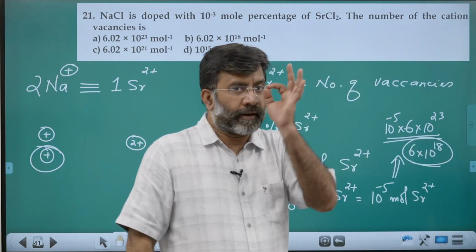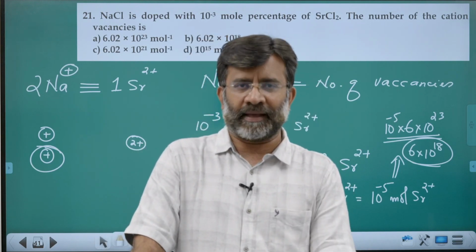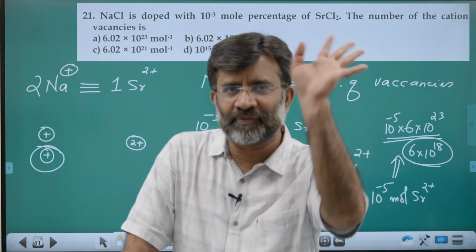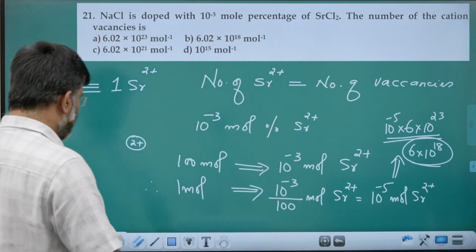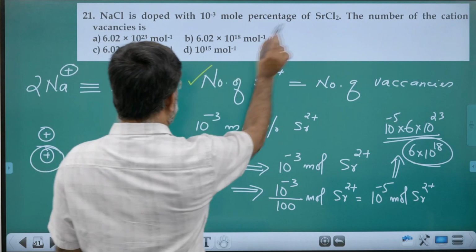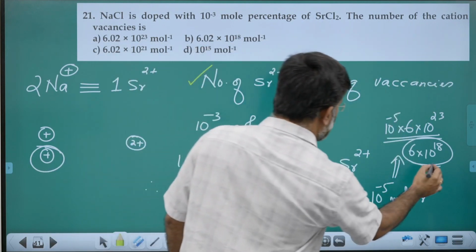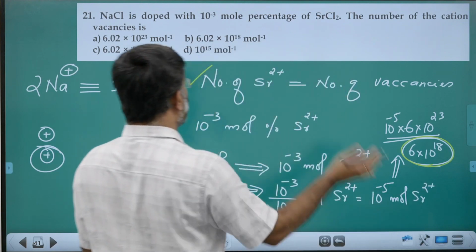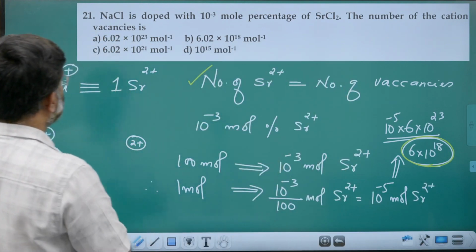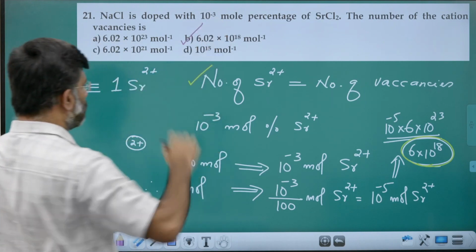This is the number of strontium that is introduced. That means that is the number of vacancies, since the number of vacancies is equal to the number of strontium. The answer is option B.